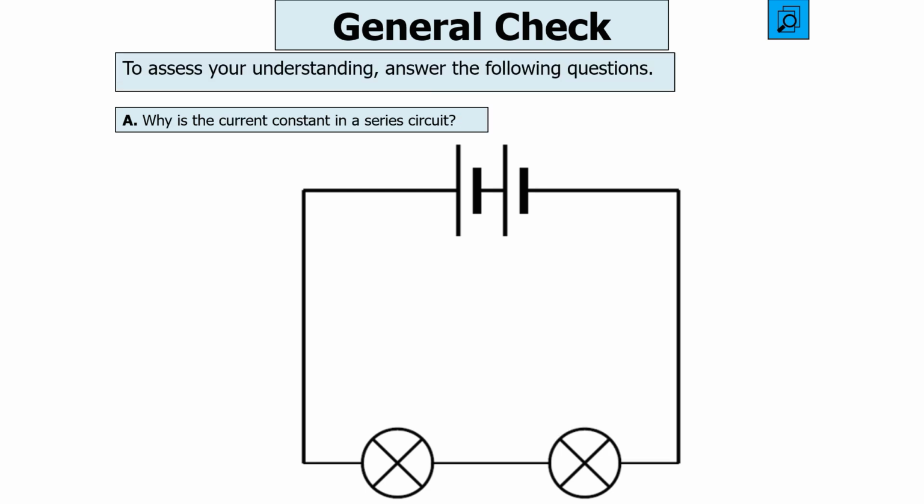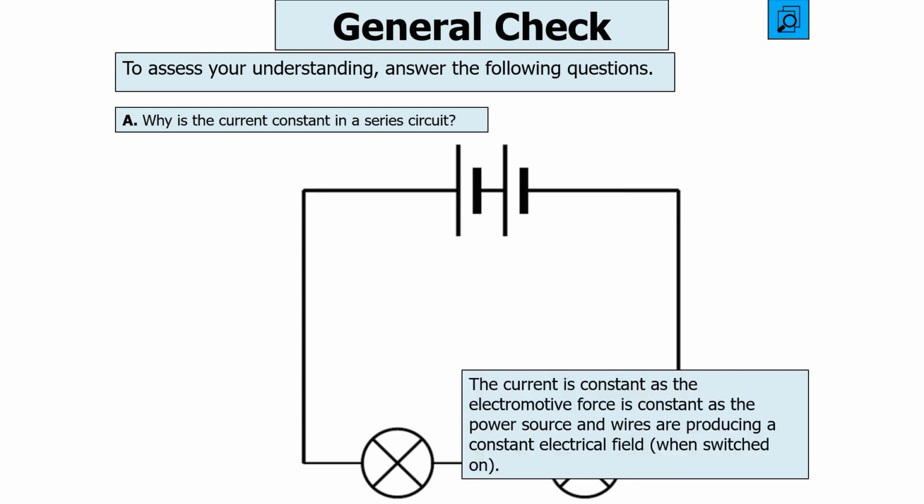The next question says, why is the current constant in a series circuit? Pause the video now, then unpause the video when you want to go through your answer. Right, the current is constant as the electromotive force in the circuit is constant, as the power source and wires are producing a constant electrical field when switched on.